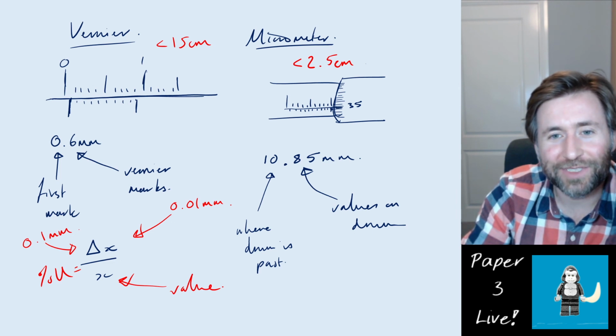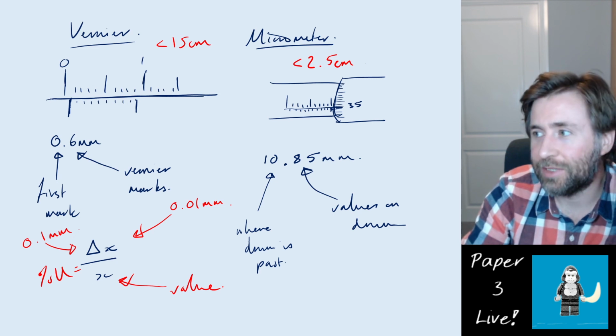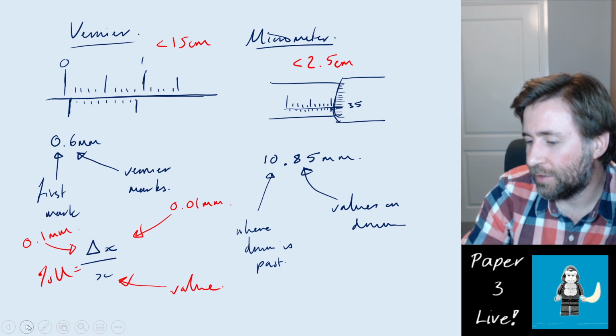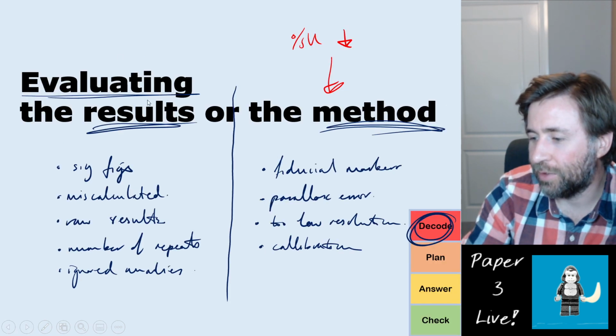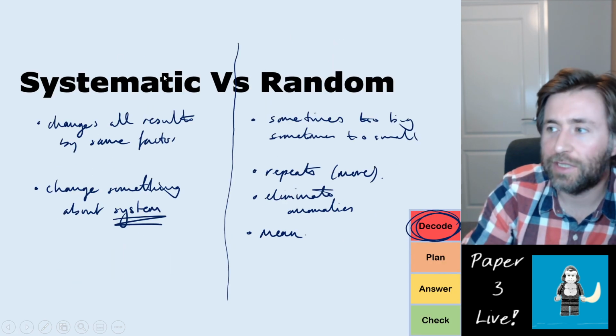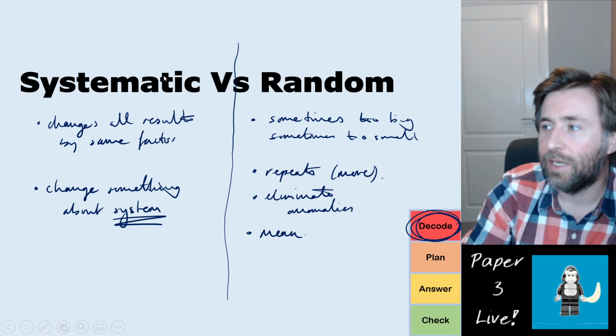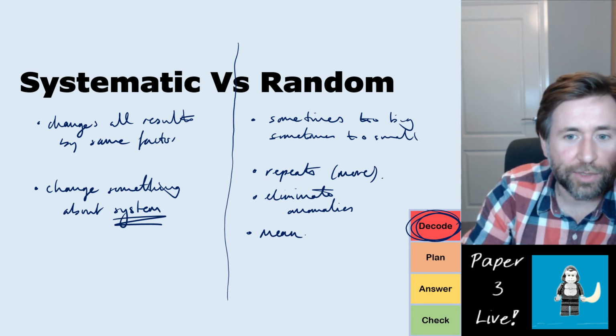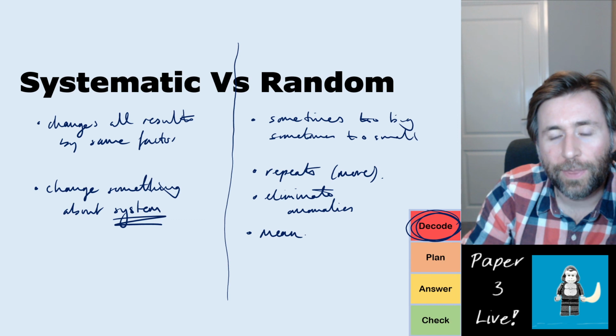There probably will be a 6 marker tomorrow. Yeah, random is unpredictable. So a nice way to sum that up: systematic error you can predict, it's always going to be the same way, whereas random error, it's random, it could be unpredictable, it's either way.